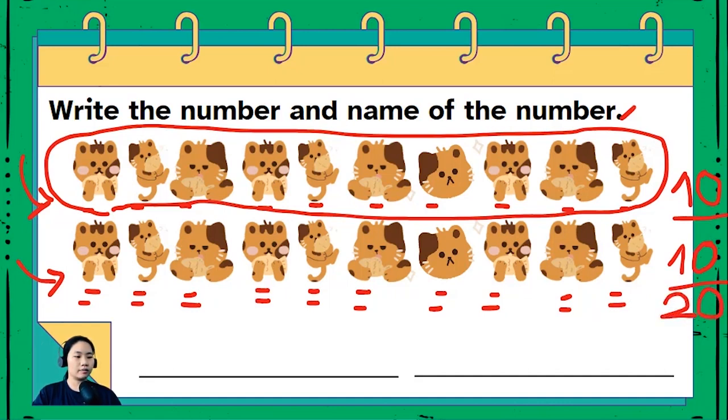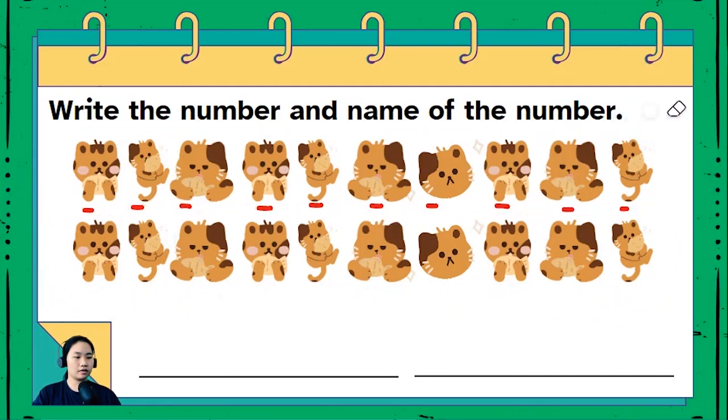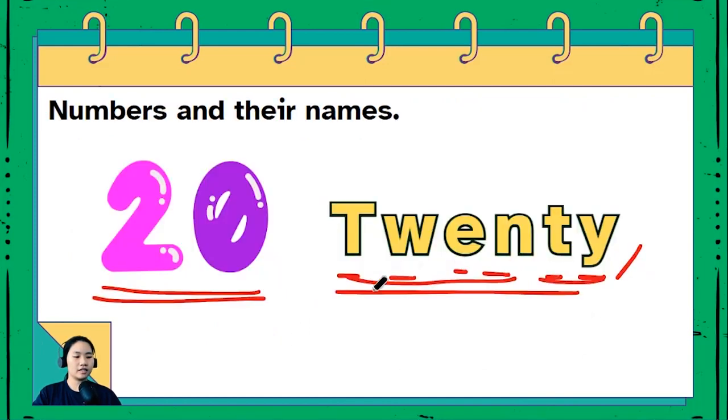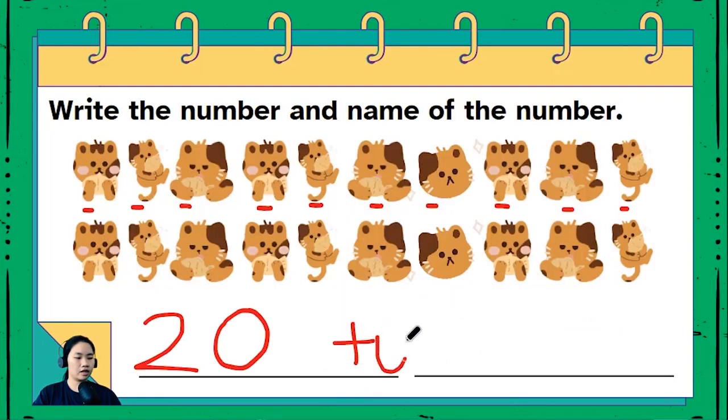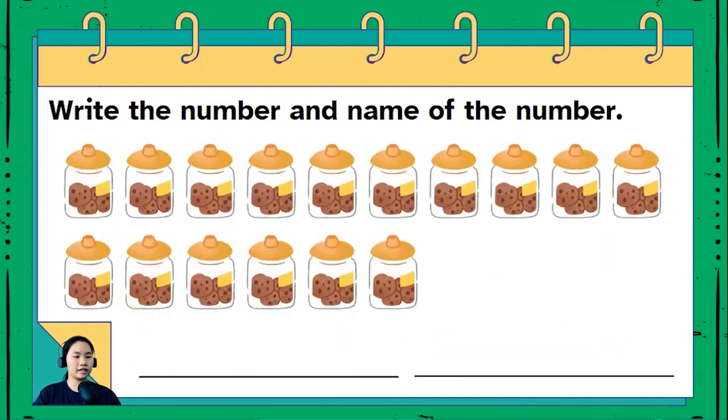All right. Let me erase this very quickly. We have 20. Do you remember how to spell 20? It is T-W-E-N-T-Y. 20. Next up, these cookie jars.